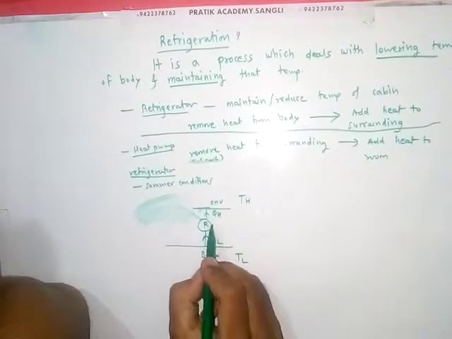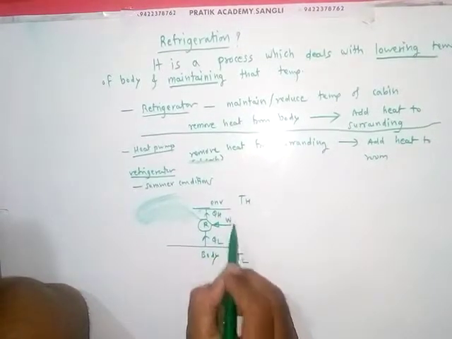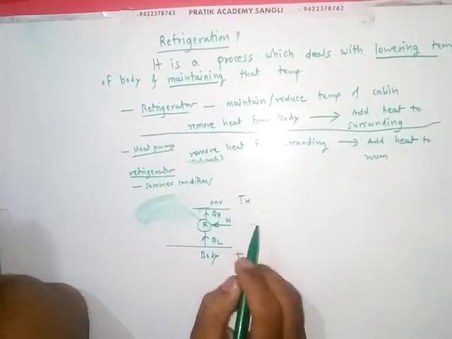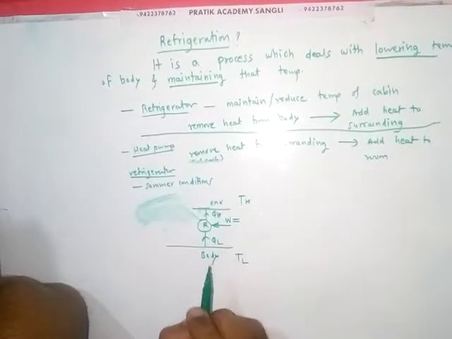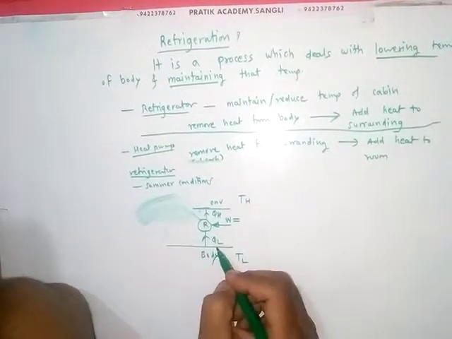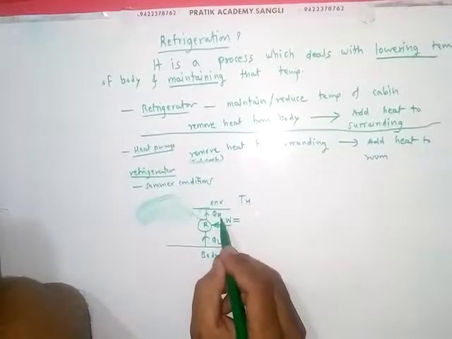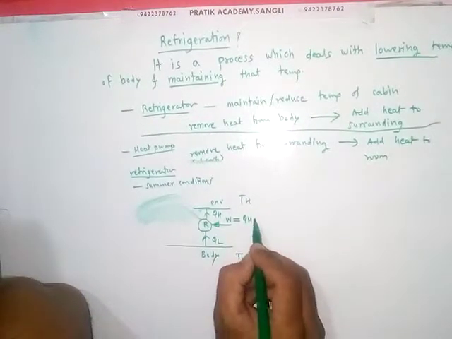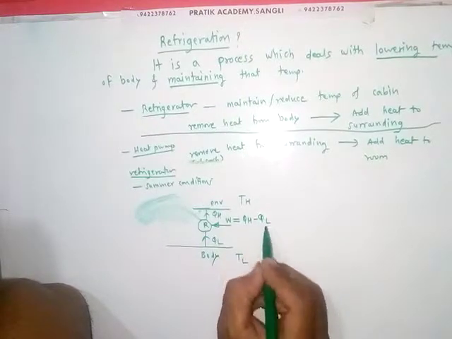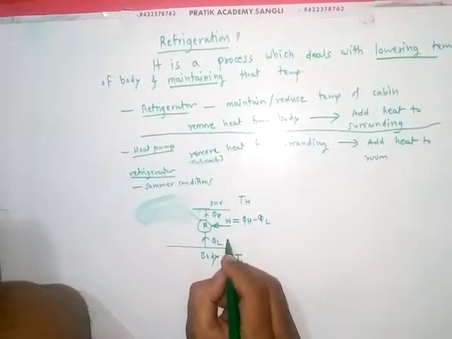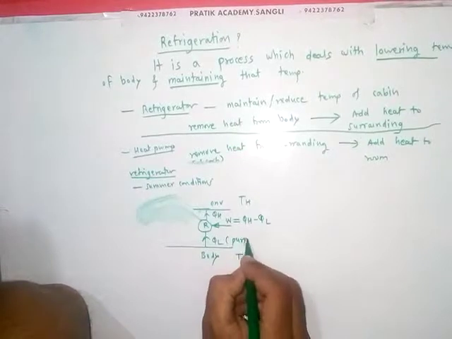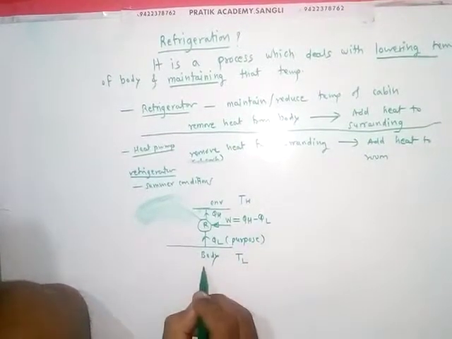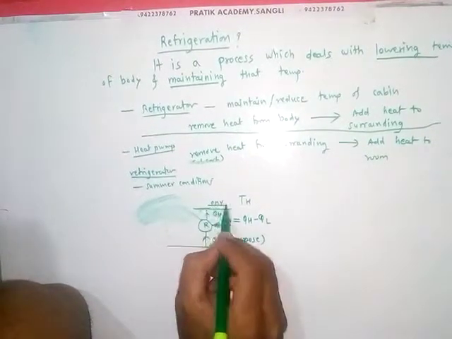It requires some external mechanical work. Without any mechanical work, it cannot remove heat from the lower temperature and add it to the higher temperature, and the required work is QH minus QL. So here this is the body, and this is the environment.